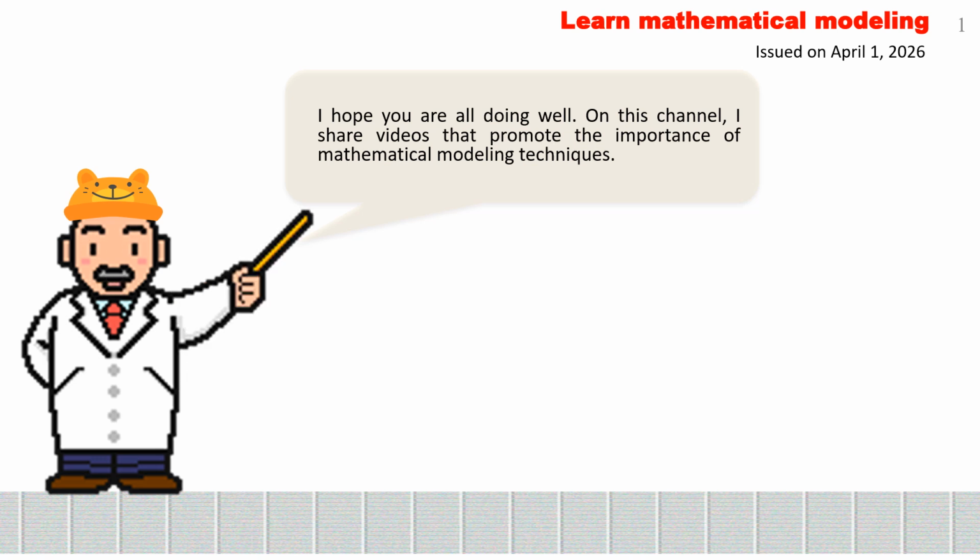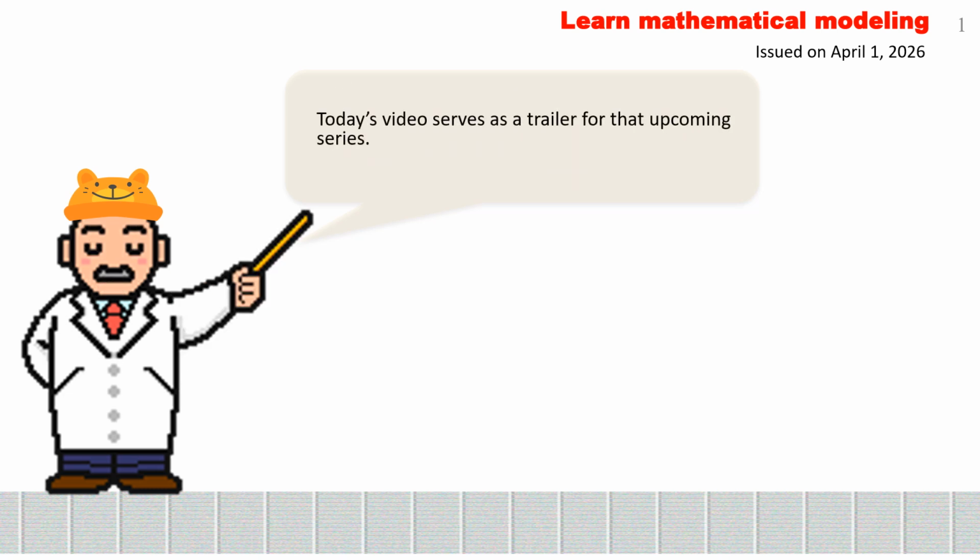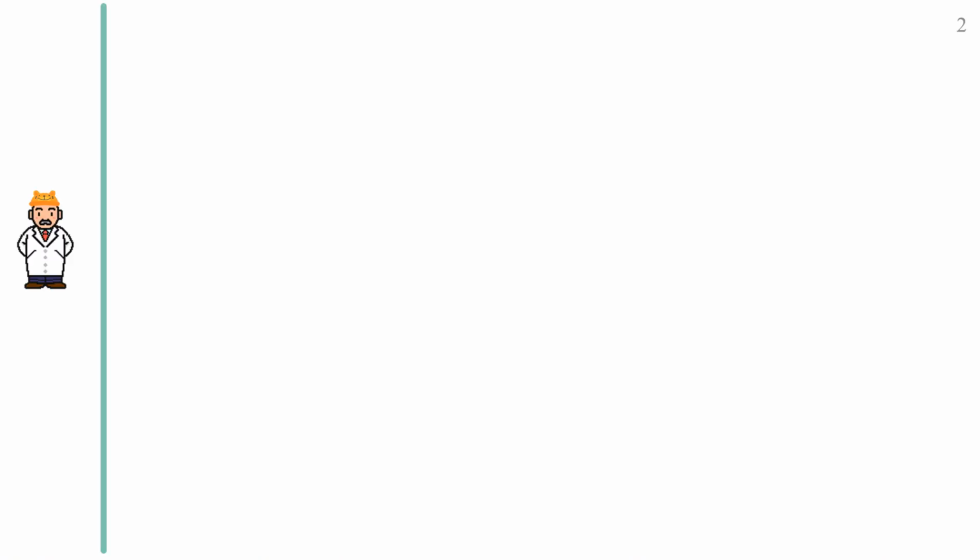On this channel, I share videos that promote the importance of mathematical modeling techniques. At the moment, I am discussing a mathematical model related to the apparent kinetic parameters of immobilized enzyme reactions. After this series concludes, I plan to introduce a new topic, the Collatz conjecture, about 1 month later. Today's video serves as a trailer for that upcoming series.